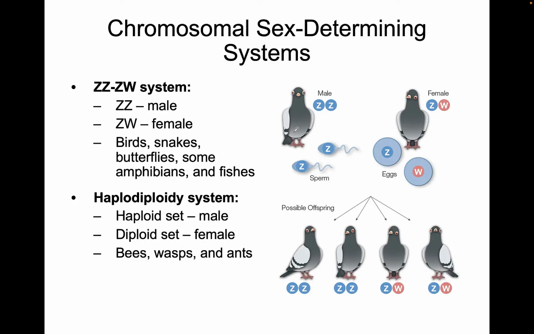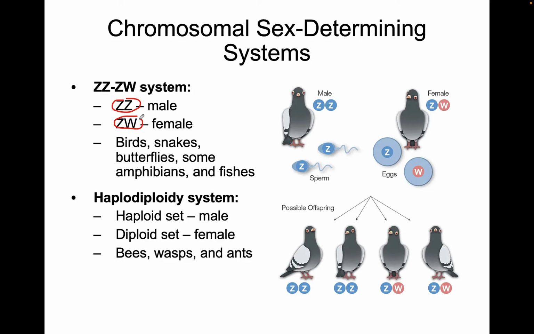Okay, but we see here that in the ZZ/ZW system, the female is heterogametic, which is different from the XY system. In this case, the male is homogametic. That is because the male has two Z chromosomes, and the female has a Z and a W. This typically goes with birds, snakes, butterflies, some amphibians, and fishes.